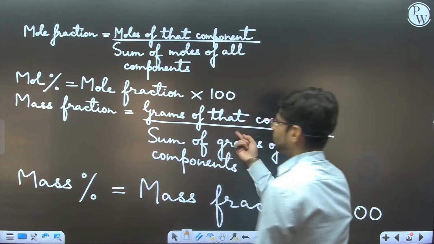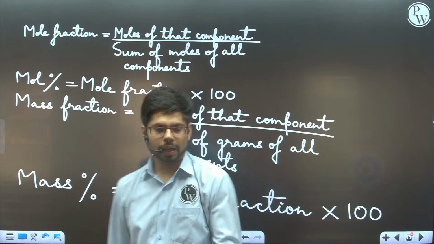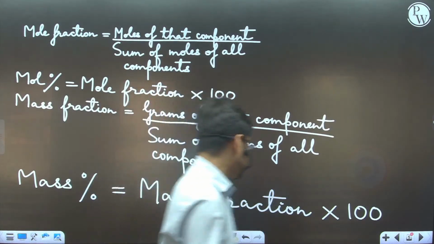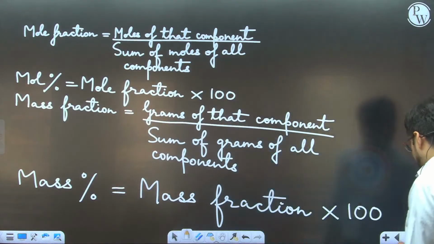Alright. Again, mass fraction has to be less than 1 because anything which contains the word fraction has to be less than 1 because the numerator is smaller than the denominator. Alright. So these are some basic things.